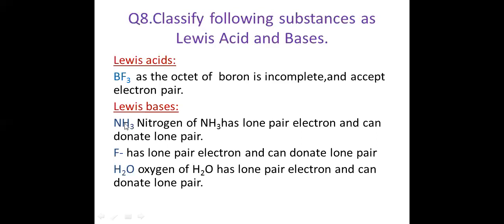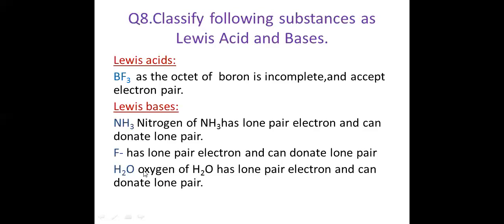Next species is ammonia. So ammonia is a Lewis base. Ammonia, fluoride ion, water, they are Lewis bases. Why are they Lewis bases? Because nitrogen of ammonia has a lone pair of electrons and can donate the lone pair. So an electron pair donor, according to Lewis, is a Lewis base. Fluoride ion has a negative charge and it also has lone pair electrons and can donate a lone pair. So fluoride ion also is a Lewis base. Oxygen of water has a lone pair of electrons and can donate a lone pair, so it can also act as a Lewis base.